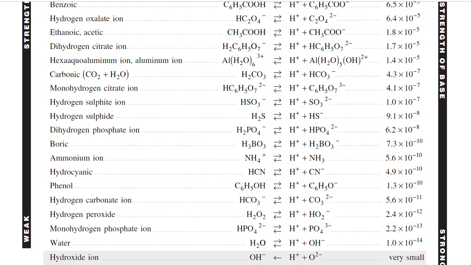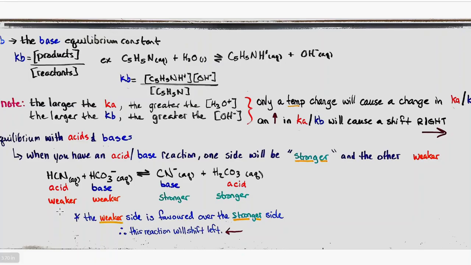And then we look at the bases. The HCN is further down, closer to the base side, compared to the bicarbonate ion. Therefore, the CN minus is the stronger of the weak bases. And so we write stronger and weaker. Notice we have a stronger side and a weaker side. And the equilibrium will always favor the weaker side. So it's going to, in this case, shift to the left.